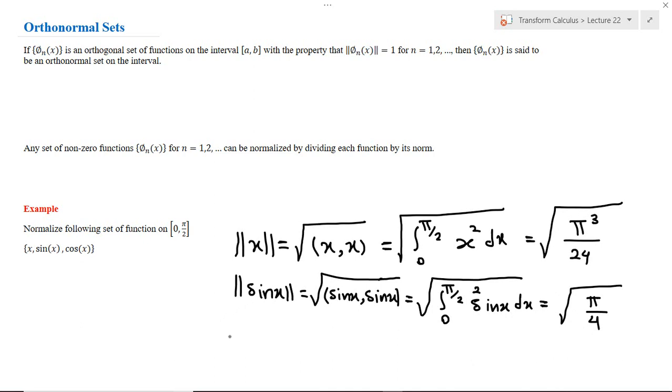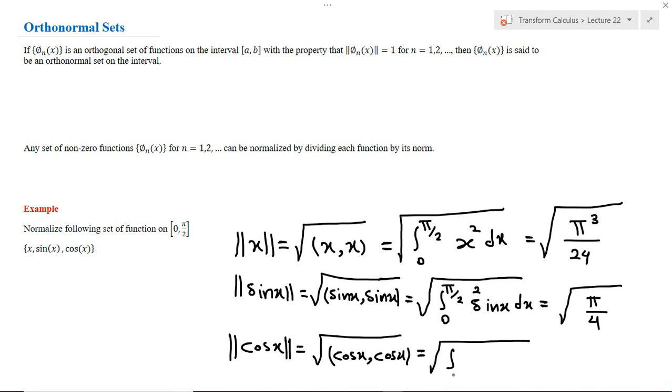And if I find the norm of the third function, cosine x, it's equal to root of the inner product of cosine x and cosine x. It's equal to root of the integral from 0 to pi over 2 of cosine squared x dx. If you find this integral, you can see that it's equal to root of pi over 4. So now we have the norm of each function in the set.